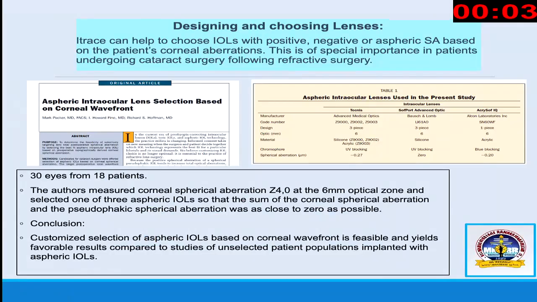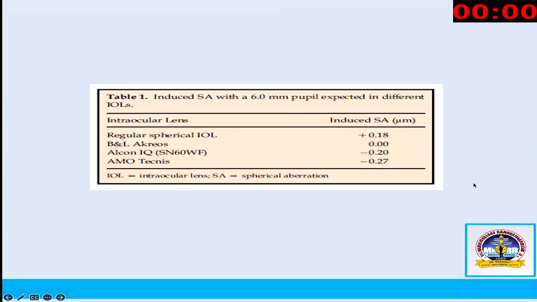And this is another study which shows that we can choose the IOL, depending upon the positive and negative or aspherical spherical aberration IOL, based on the corneal aberration. As we know, these are the most commonly used IOLs. I'll finish within two or three slides more.